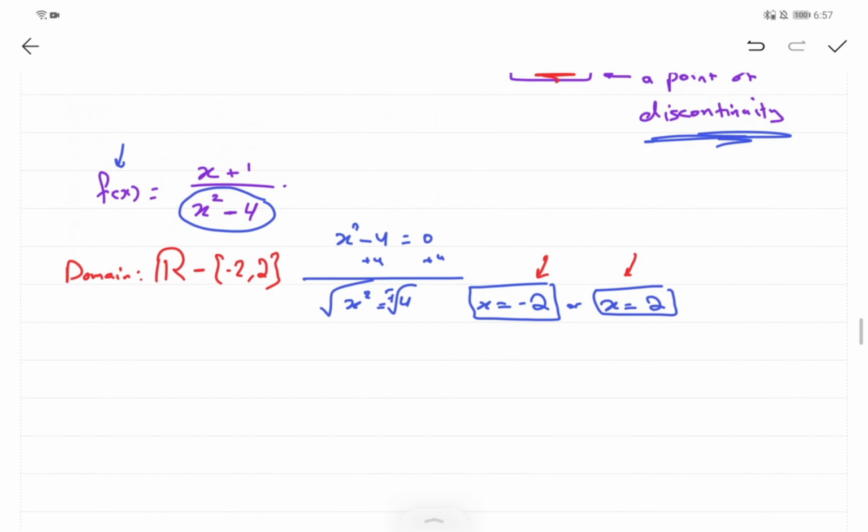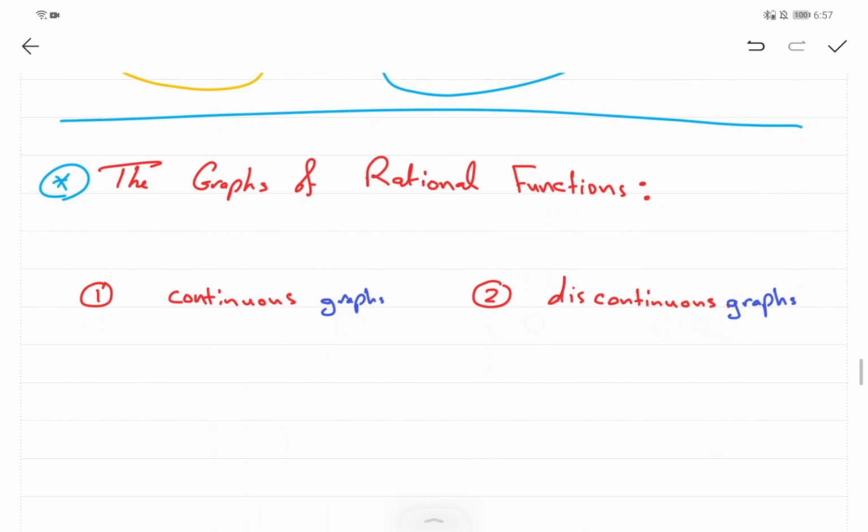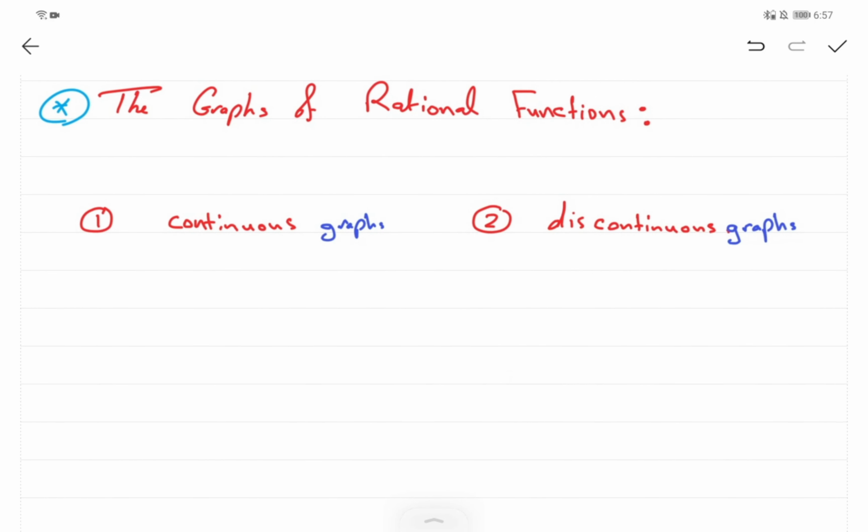Okay, now let's go back to the title. Here we talked about the rational function, and now we're going to be talking about the graphs of the rational functions. Now we have two types of graphs. There is a continuous graph and there is a discontinuous graph.